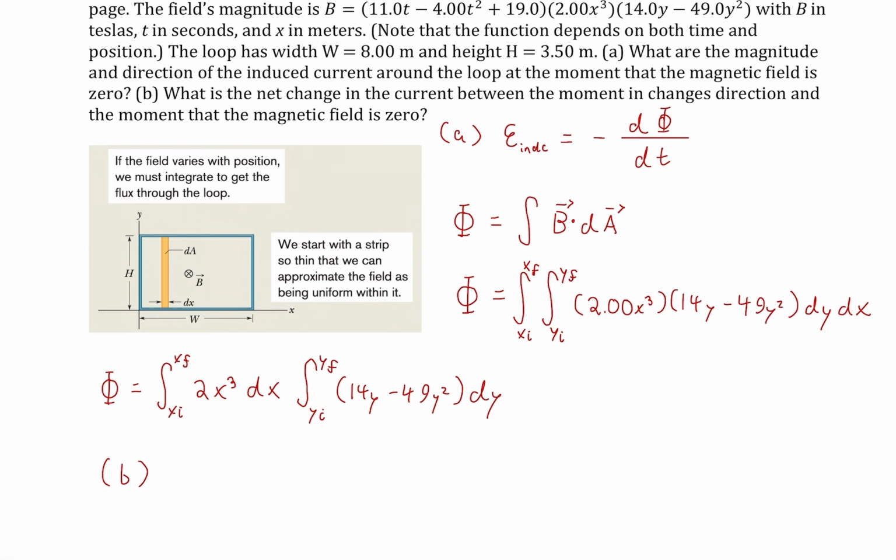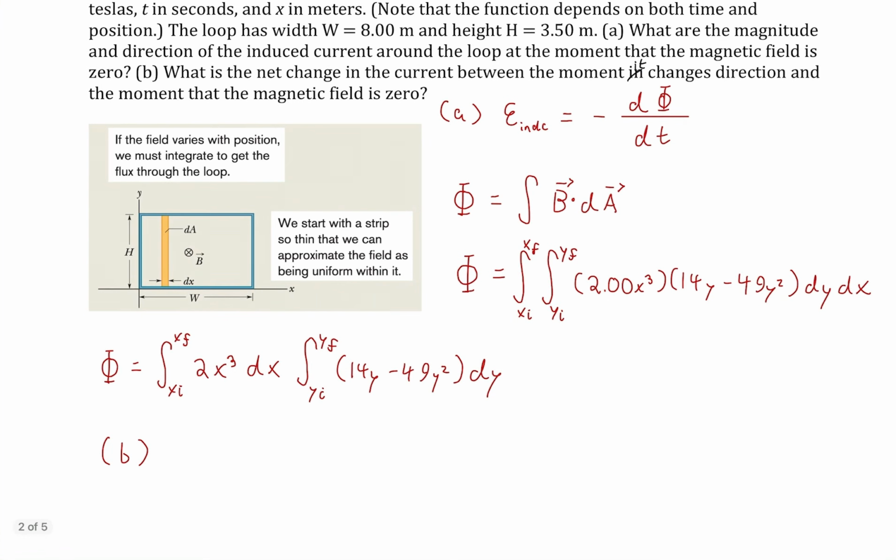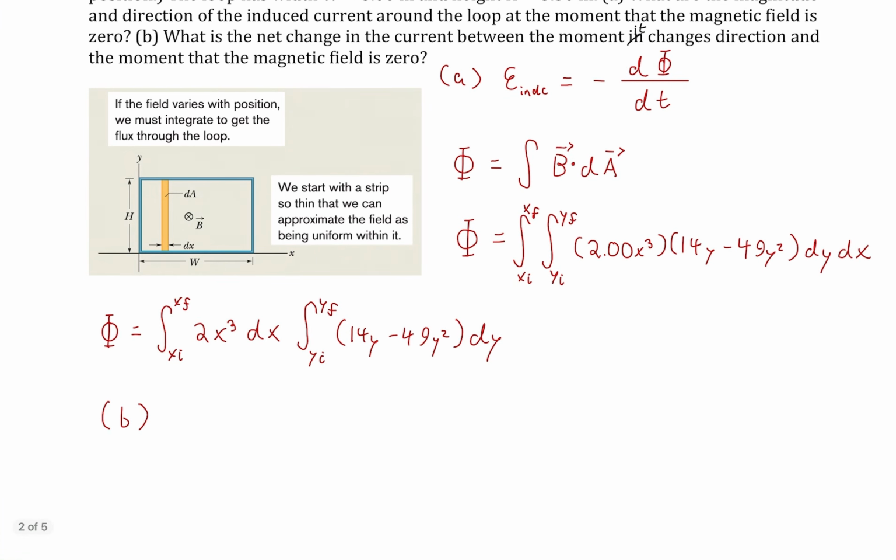And it says, what is the net change in the current between the moment it changes direction, and the moment that the magnetic field is zero. Okay, so we have two moments here that you want to find a time for, and then we're going to find the delta t between them. So delta t between the time when the current changes.